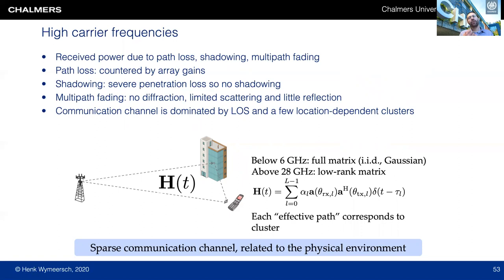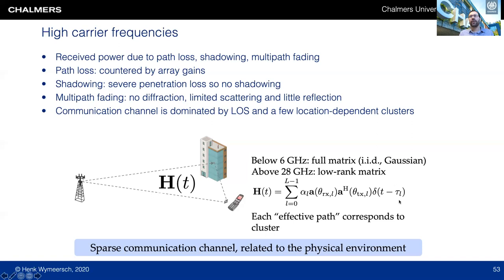Now, this is true for low carrier frequencies, but at high carrier frequencies, this is no longer true because you will have no propagation through obstacles, limited diffraction. So that means that the channel becomes parametric. So this H of t, even though it could be a 20 by 20 matrix, will be described by very few geometric parameters. And this is the typical channel model that you see at millimeter wave, which is a superposition of multiple paths, here L paths. Each path has its own complex gain. Each path has its own delay, tau L.